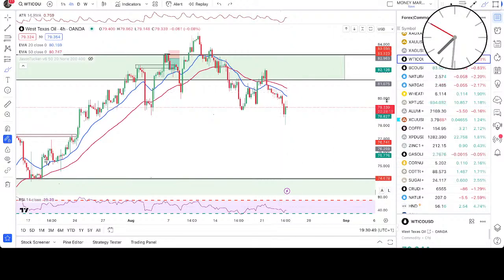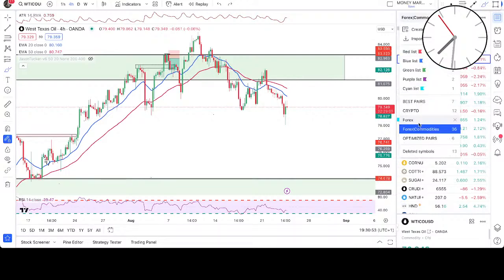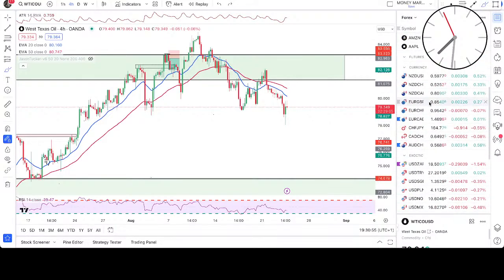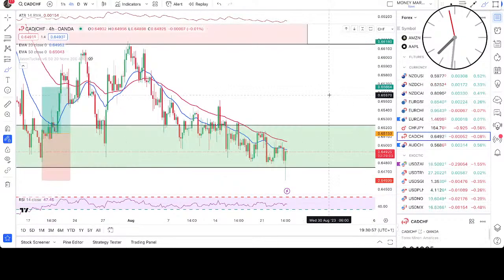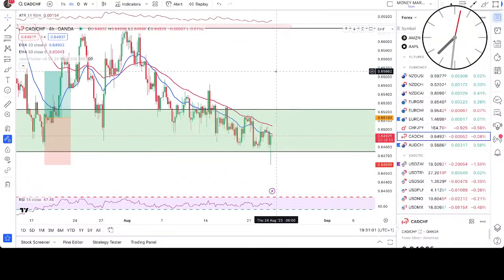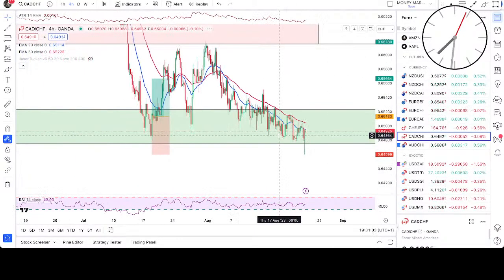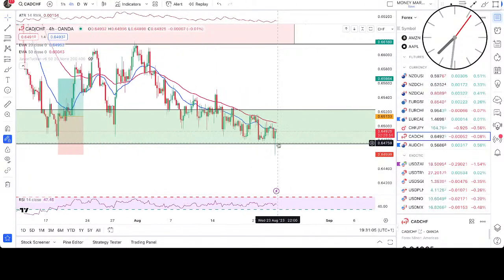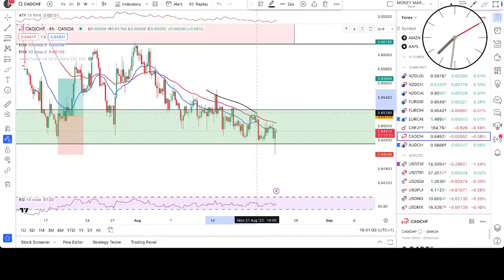Okay, hey Leo, thank you, and let's check CAD/CHF for you. Very choppy market for CAD/CHF, but still at a level of support. It's not breaking the level of support for quite a while, but still heading lower in this little channel, as you can see, and now rejected this area as well.